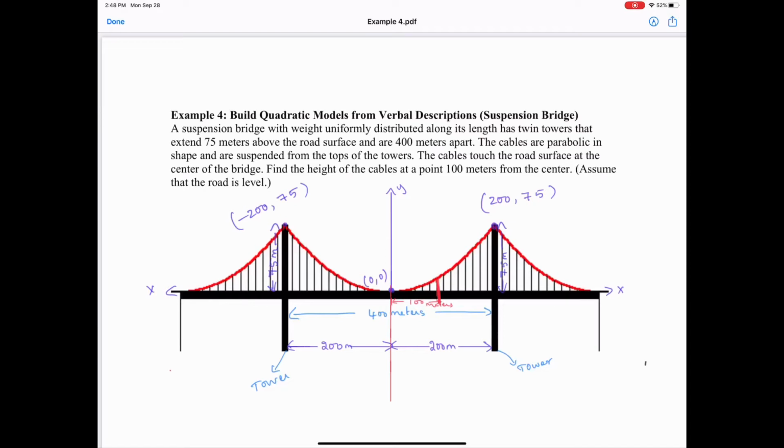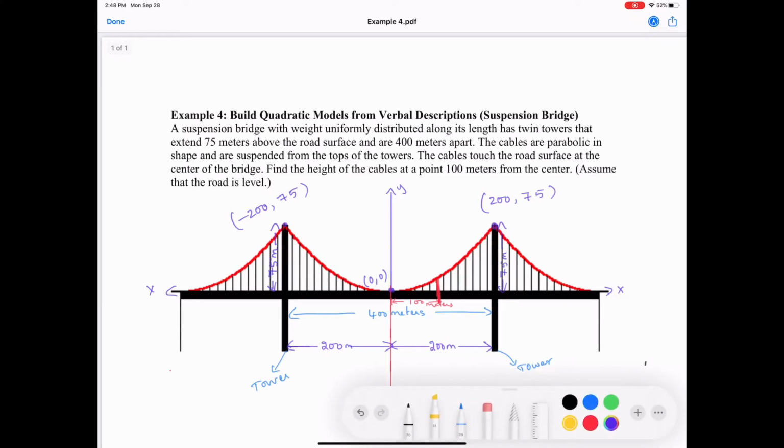Welcome to section 3.4, and this is the last problem that I said I will be posting. When you read the problem, it's asking us to find the height of the cable at a point 100 feet from the center. So I kind of drew the suspension bridge, and let me explain how I filled these numbers in.